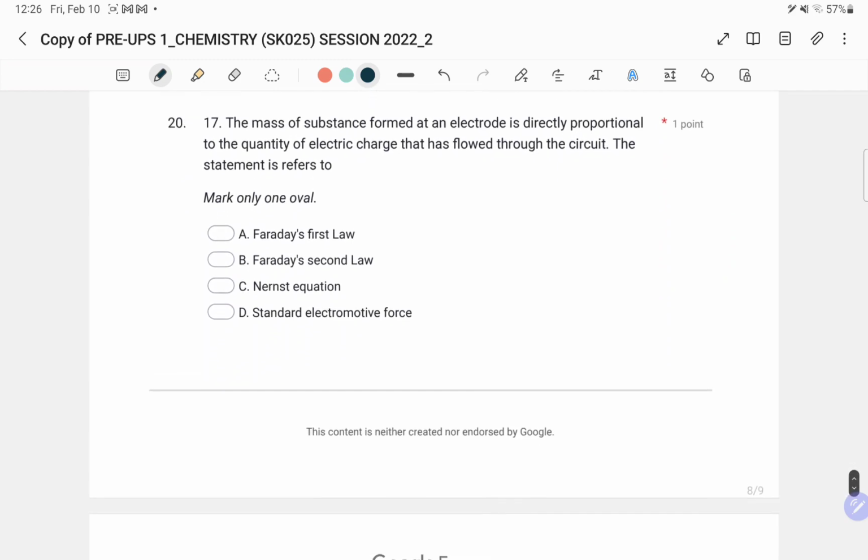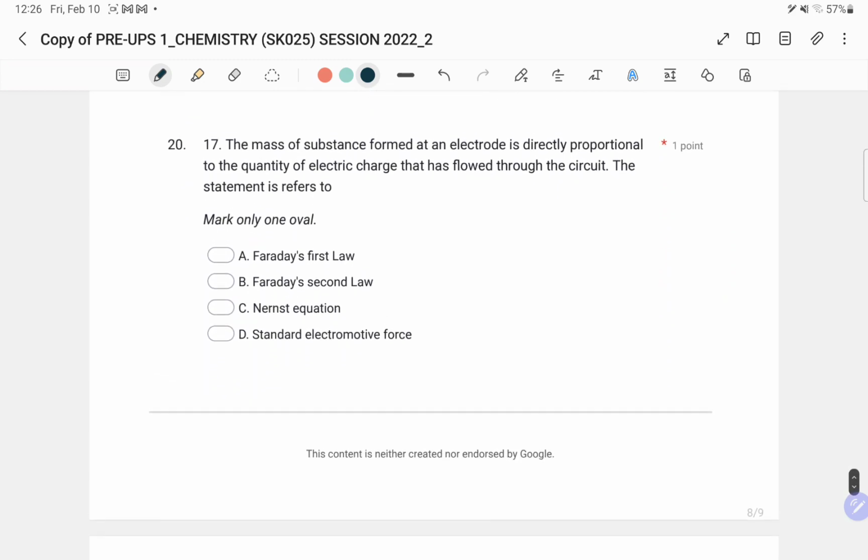And the last question, the mass of substance formed at an electrode is directly proportional to the quantity of electric charge. Inilah yang saya cerita dalam kelas. So dia adalah Faraday's first law.